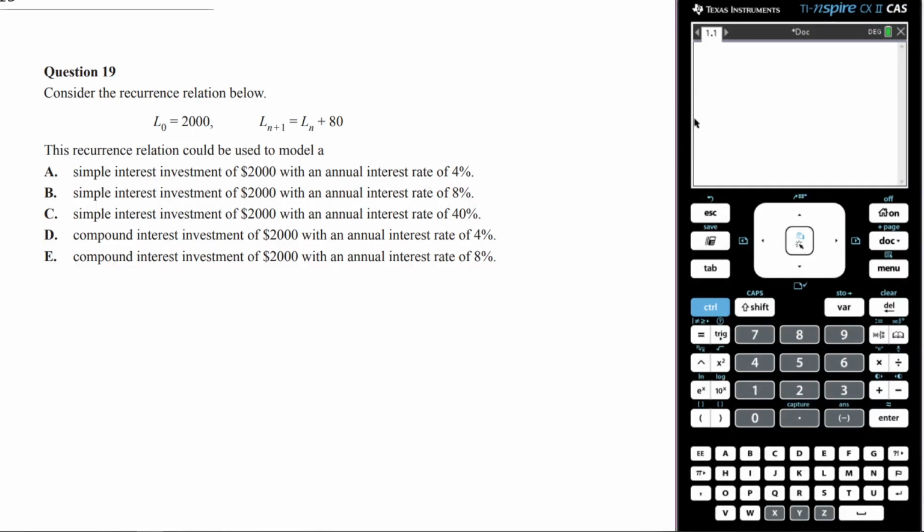All right, let's answer this question here. It is question 19. It says, consider the recursion relation below. So as you can see here, we've got an initial amount of $2,000, and then we're simply adding 80 each time. This recursion relation could be used to model A.